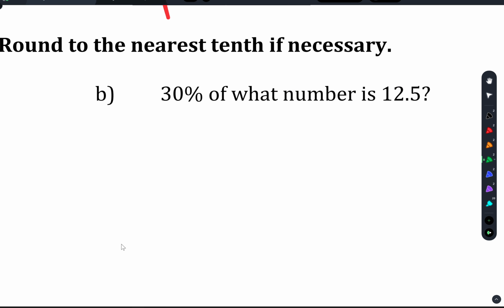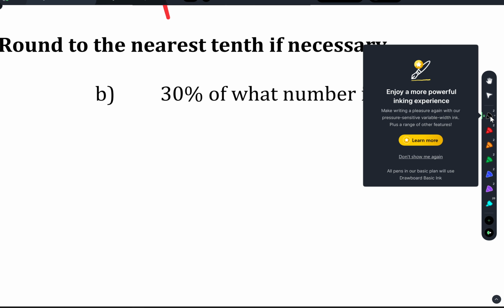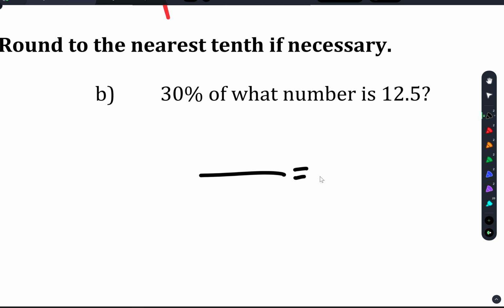All right. We're going to do the same thing in letter B. Go ahead and draw your proportion first. Fraction equals a fraction. We know where the 100 is going to go. It's going to go in the bottom right over here. And then I'm going to read the question. 30% of what number is 12.5? What can I fill in this problem? Do we know what my x value is going to be? Or where it's going to be, I should say.